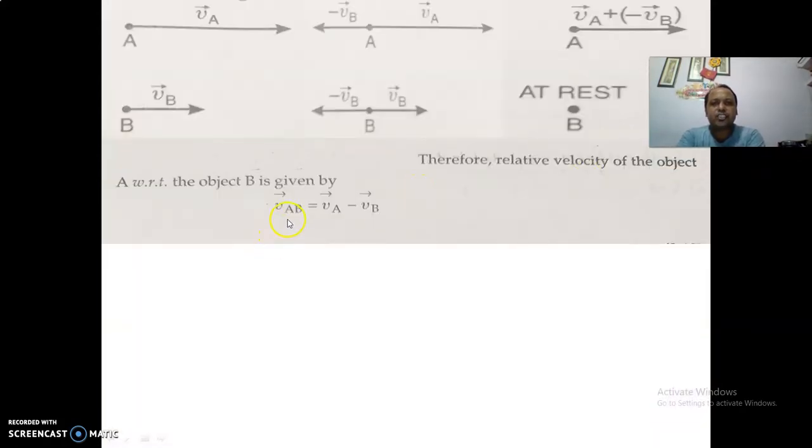We got the relation here. You are sitting in B and you are measuring the velocity of A. You also are in motion here with a velocity VB, and the body A is in motion with velocity VA.